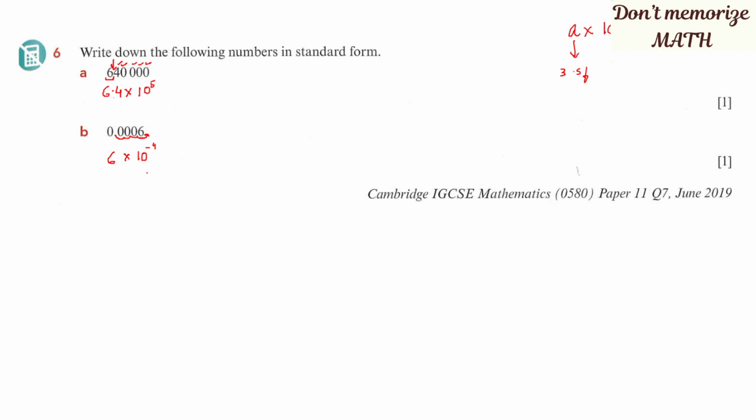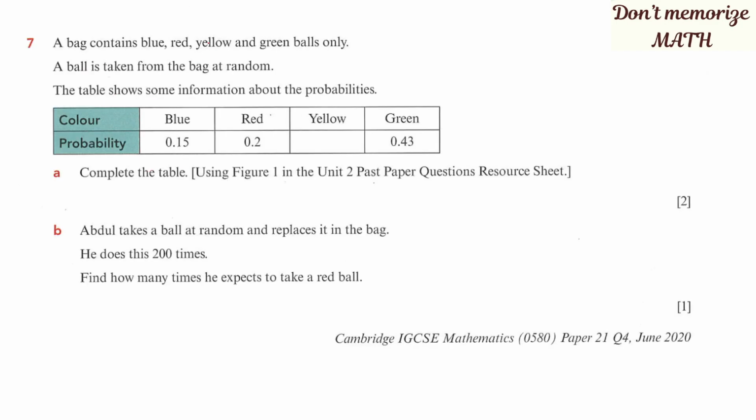Okay. Then a bag contains blue, red, yellow and green balls only. A ball is taken from the bag at random. The table shows the information about the probabilities. You can see colors blue, red, yellow and green. Probability is given 0.15, 0.2, yellow we don't have anything, 0.43.